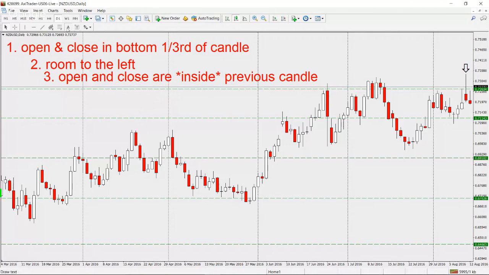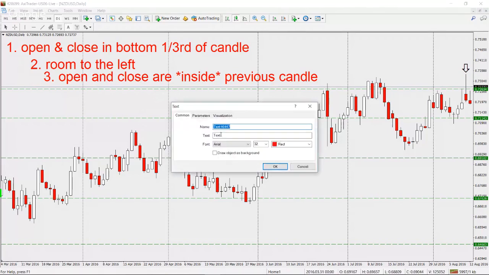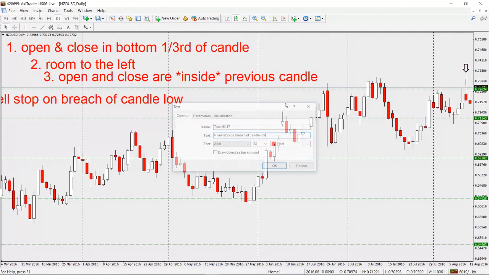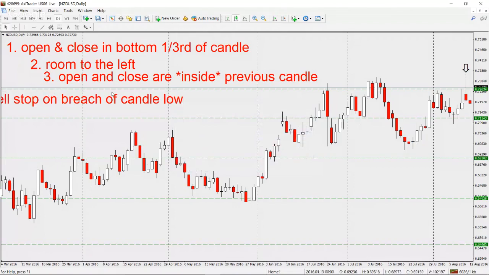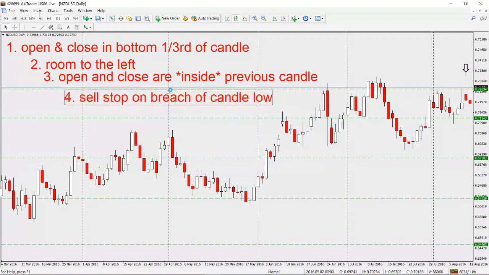Next, for a bearish kangaroo tail, I'll take a sell on a breach of the candle low. It's a simple sell stop order on a breach of the candle low, which is really, really easy to do.